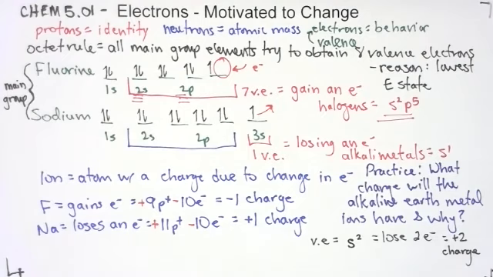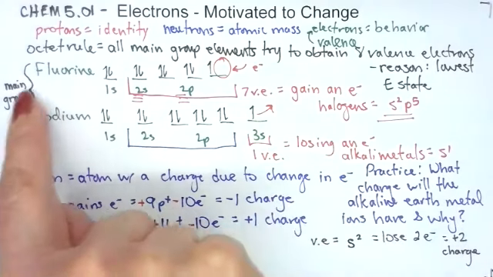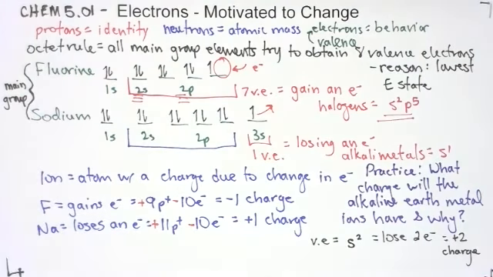So this tendency to want to achieve this leads to these behavior patterns, and that's the topic of our chapter: behavior patterns on the table and behavior patterns in bonding. So we'll start off with bonding with the main group, but then we'll talk about what happens with the transition metals and the rare earth metals.